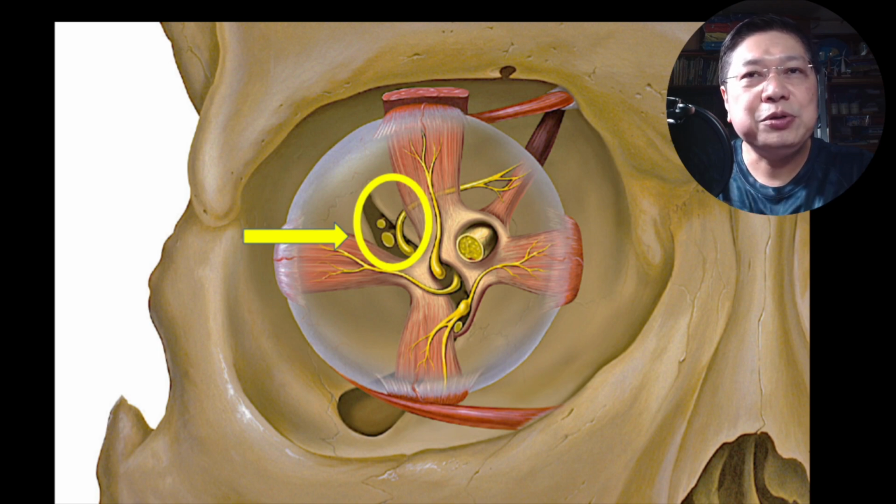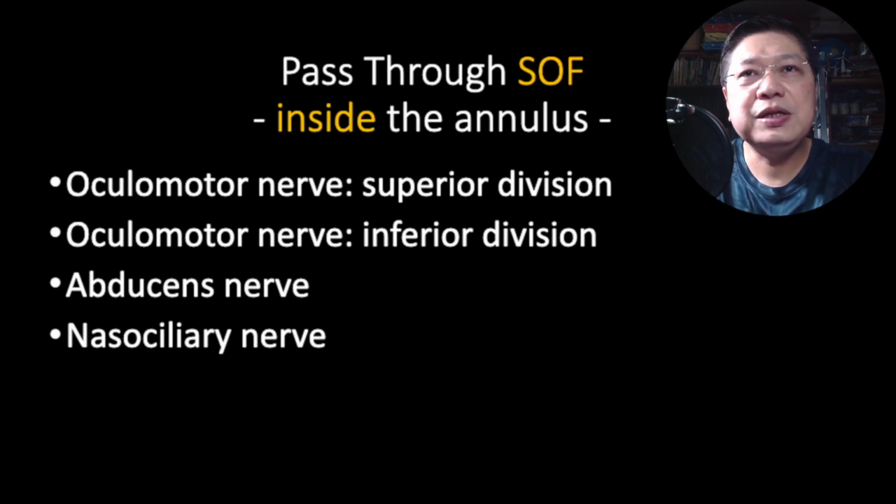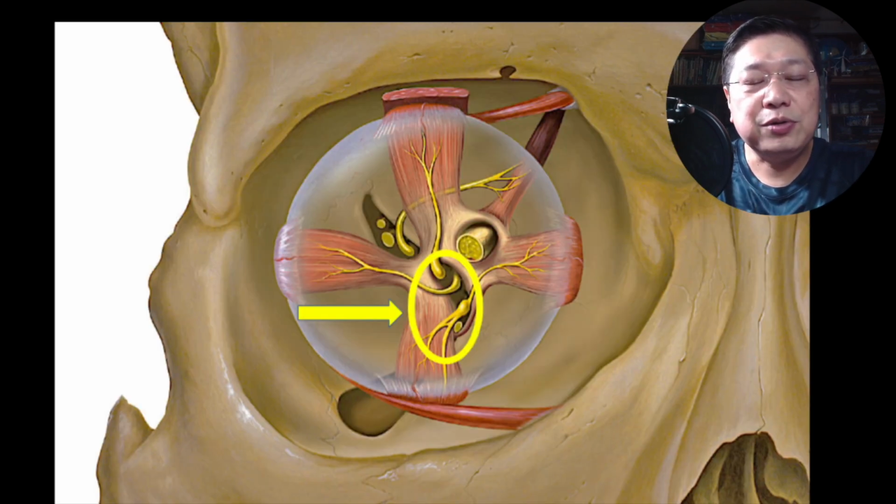So they will be able to escape the anesthesia that is delivered inside the muscle cone. Now, those that came out of the annulus are the oculomotor nerve, the superior and inferior division, the abducens nerve, and the nasociliary nerve. So, these nerves could actually be blocked by just injecting the anesthesia inside the muscle cone. The tip of the muscle cone is the annulus of Zinn, and these are the more important ones.